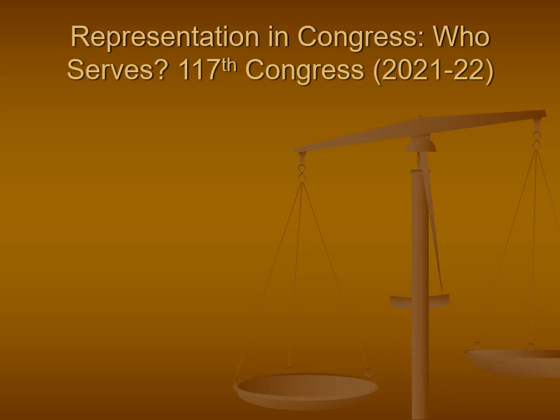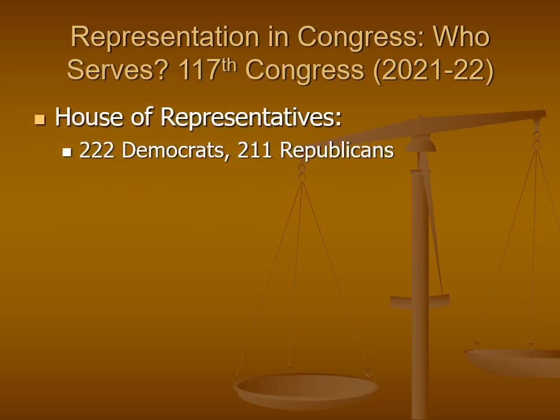So how descriptively representative is Congress? Unfortunately, the answer is not very, although the House does quite a bit better than the Senate. So let's take a look at some key numbers, beginning with the House of Representatives. In January of 2021, the 117th Congress was sworn into office. At that time, there were 222 Democrats, 211 Republicans, and 2 vacancies in the House.